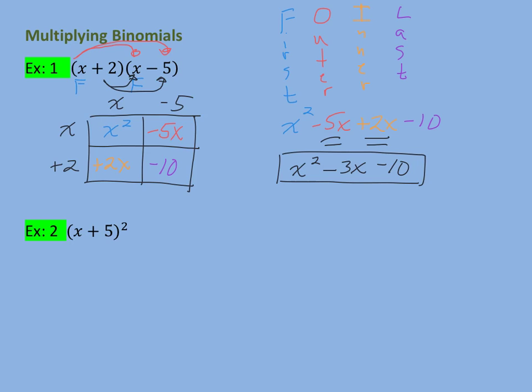I tend to not use the FOIL only because I want you to think of it as either a double distribution like this or the Punnett square. So I'll do this one using both.